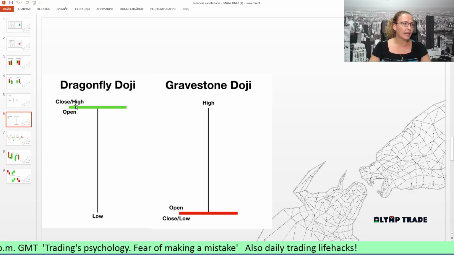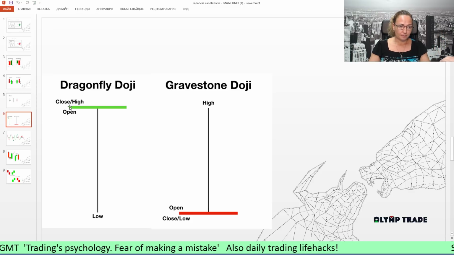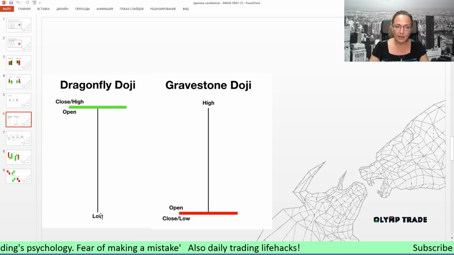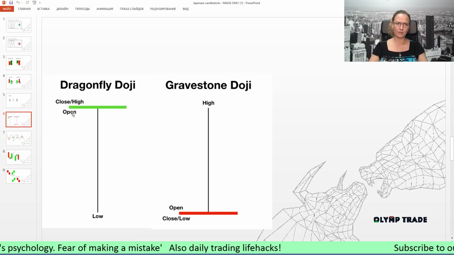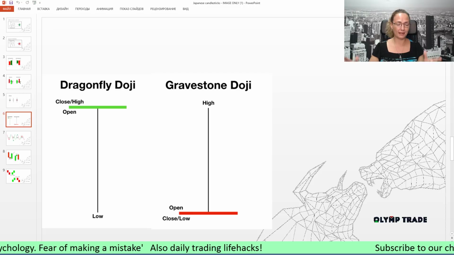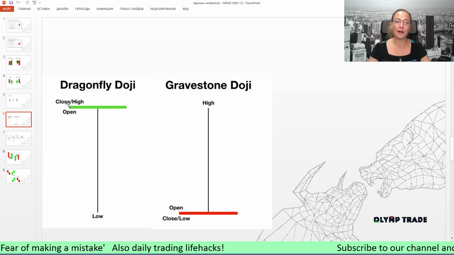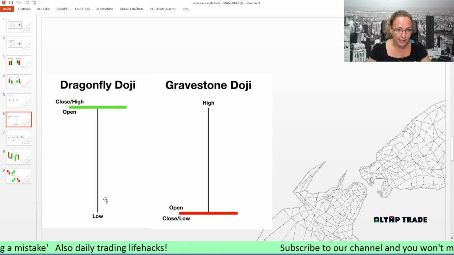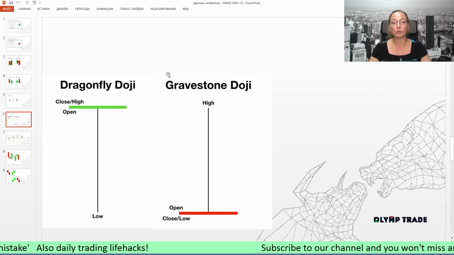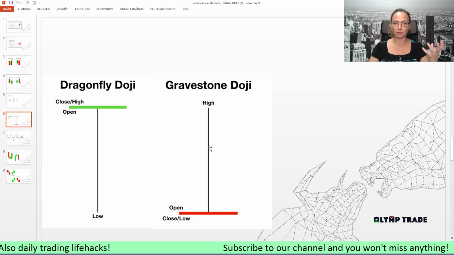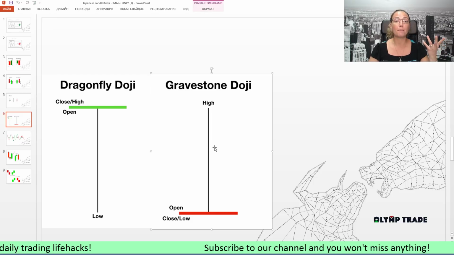price opens and the sellers came in, the bears came in, they tried to push the price down, but the bulls came back in, and they were like, oh, no, and they pushed the price right back up and closed at about the same level. So this shows a strong rejection of lower prices. Likewise with the gravestone doji, this shows strength for the bears, for example.